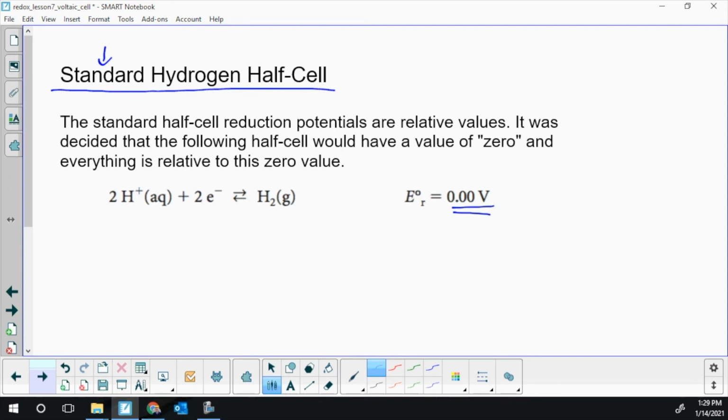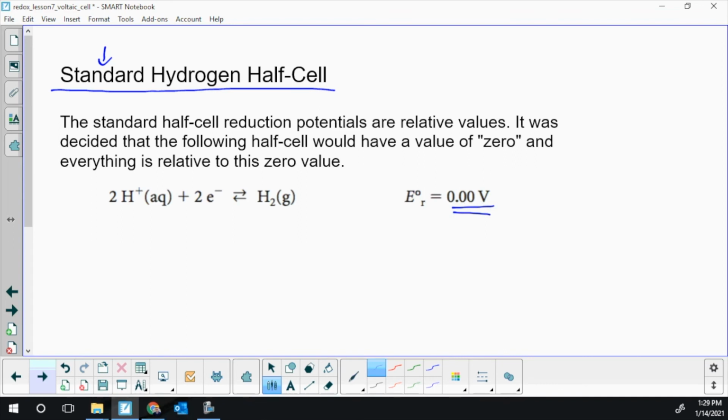Now this works because what we ultimately care about is the voltage difference. We're going to be comparing one cell to another, and the difference in voltage doesn't depend on what reference is picked. We're always going to get the same difference between one number and another regardless of what we picked as our 0. There's always going to be a certain voltage difference between two cells. So the main message from this slide is the 0 was picked and everything is relative to hydrogen.